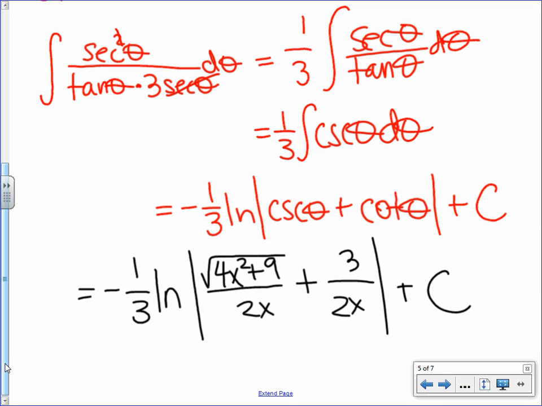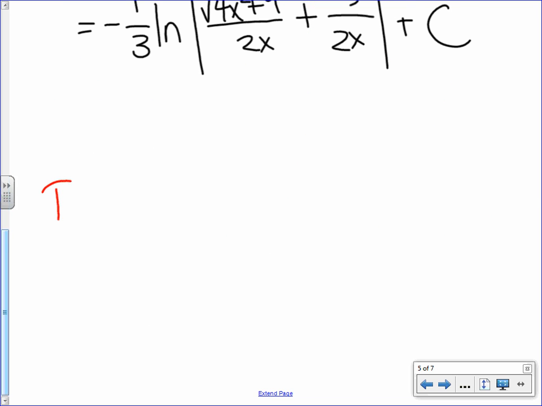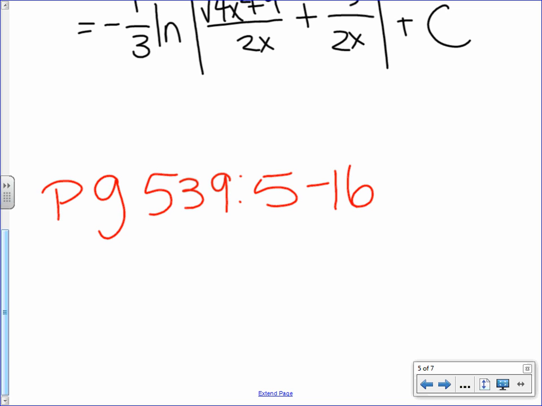So today, I would like you to complete on page 539, 5 through 16, and these are broken up. These four are all x equals a sine theta. These four are all x equals a tangent theta. These, well, I guess they're probably not broken up in fours, are they? Yeah. That's 12 problems. So you have 3 sets of 4 similar problems.